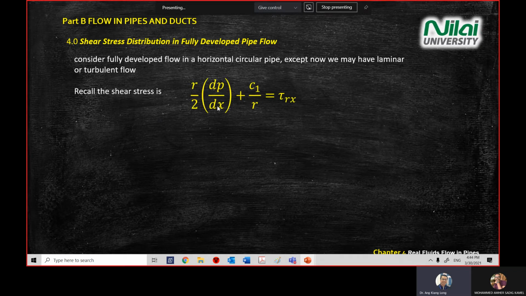So the shear stress equation is given by this: R divided by 2 dP over dx plus C1 divided by R equal to the shear stress tau rx, right? So this one, if you forget already, refer to the previous PowerPoint slides. Important for today's lecture is that you recall the shear stress is in this format.